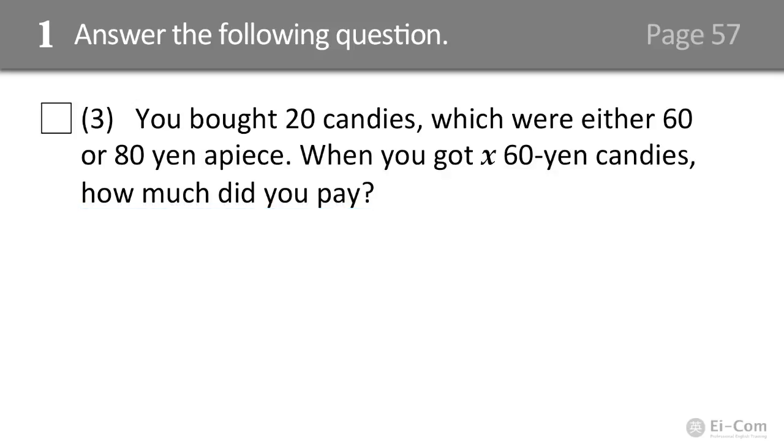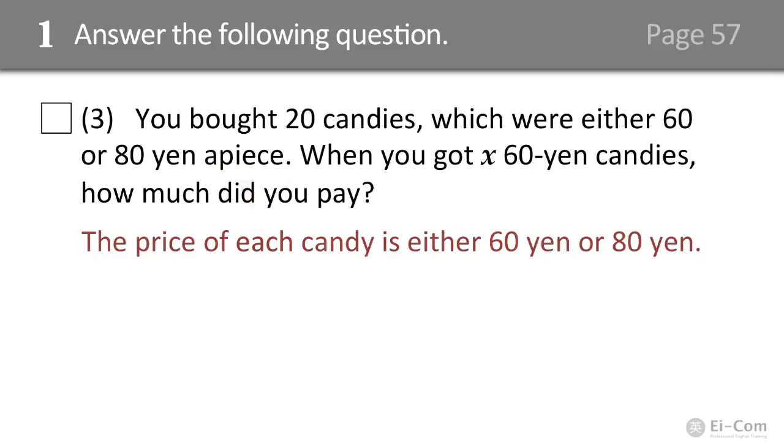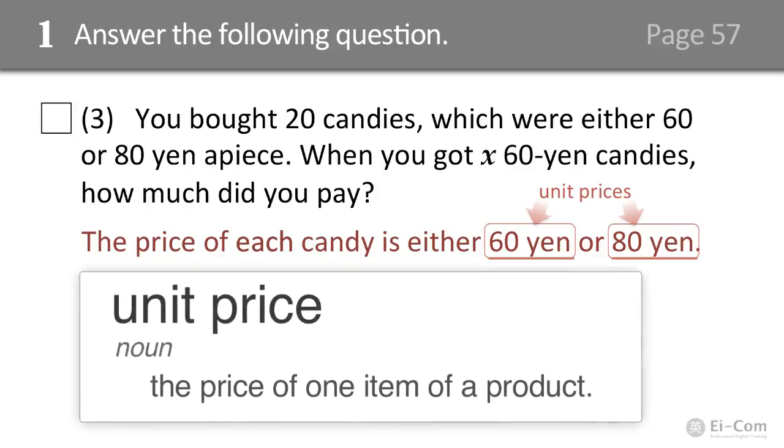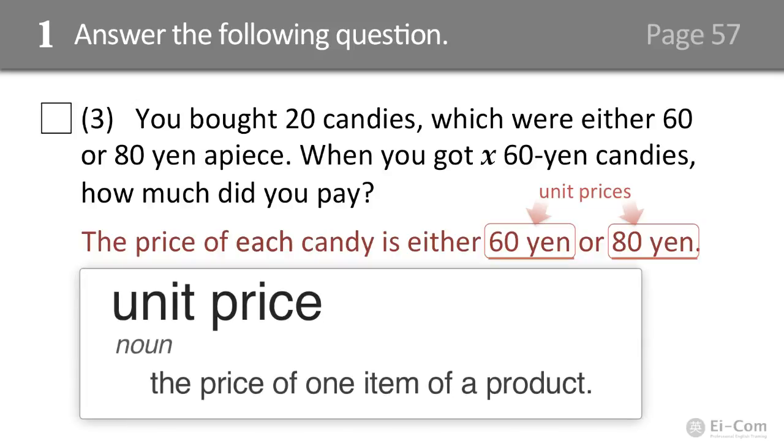First of all, you must know that the word apiece means each. So the price of each candy is either 60 yen or 80 yen. These are called unit prices. A unit price is the price of one item of a product.